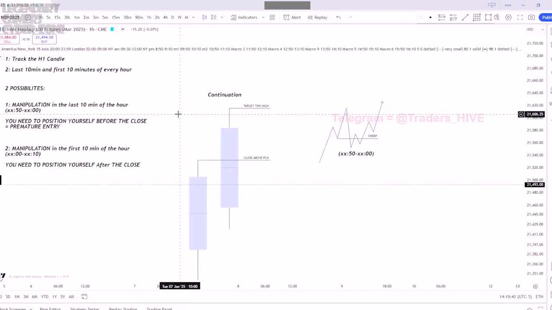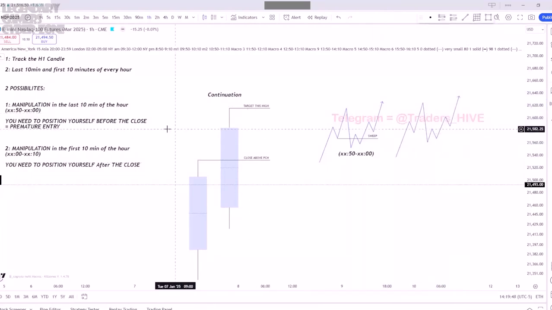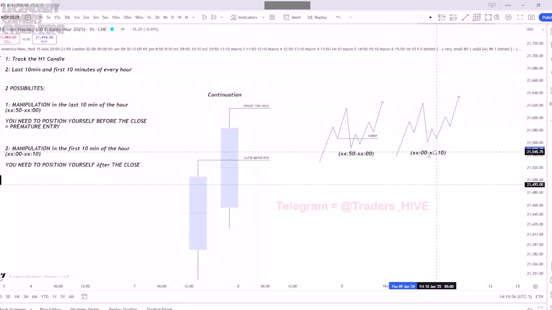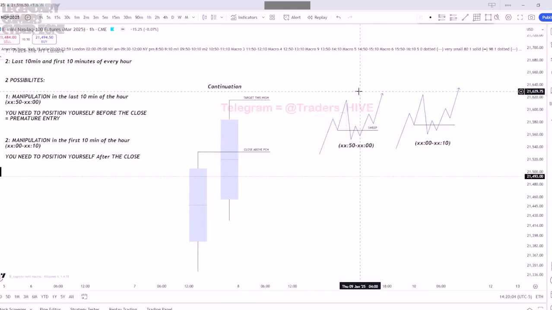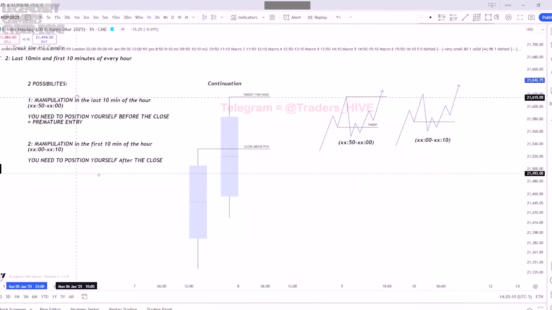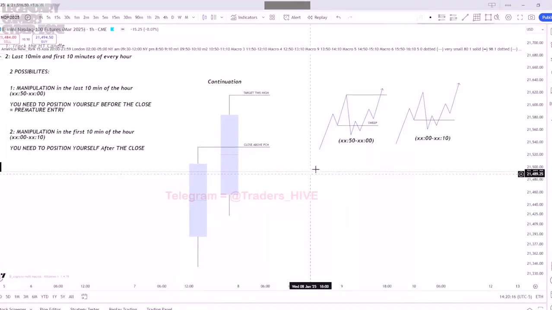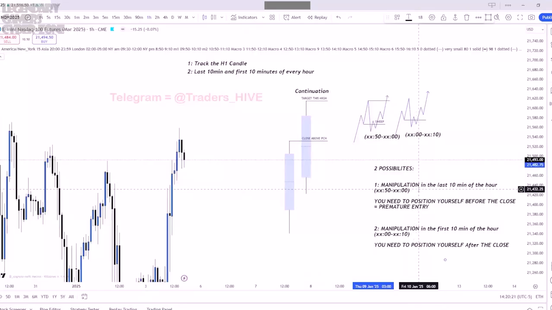Or you make the exact same thing, but the sweep is at this time right here. Super important. So you're always trying to target a high on the H1 that is closing, and then you're trying to look for your manipulation to happen either in the first 10 or in the last 10. This is what you need to put in your head in the first few weeks of the mentorship.